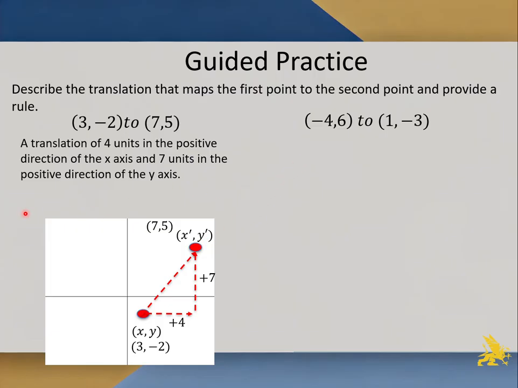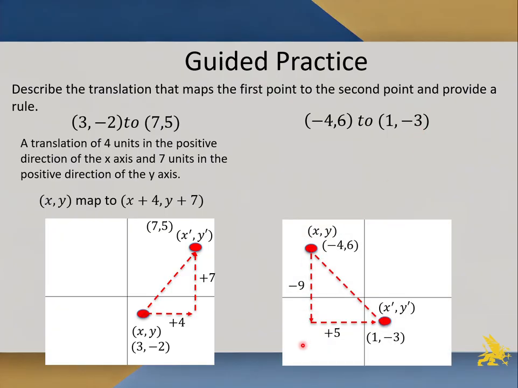We are able to map this by saying the image of x is x plus 4 and the image of y is y plus 7. If we look at the next part, which says -4, 6 to 1, -3, same thing applies. I can just look at my x values and go, what am I doing to -4 to get it to 1? I have to plus 5. What do I need to do to 6 to get to -3? I'm going down by 9.